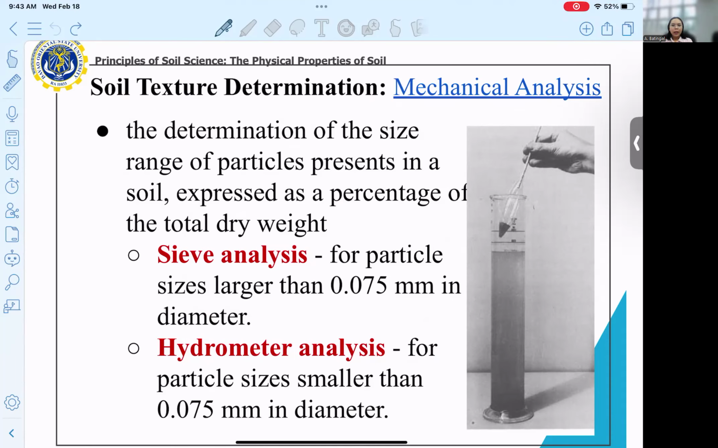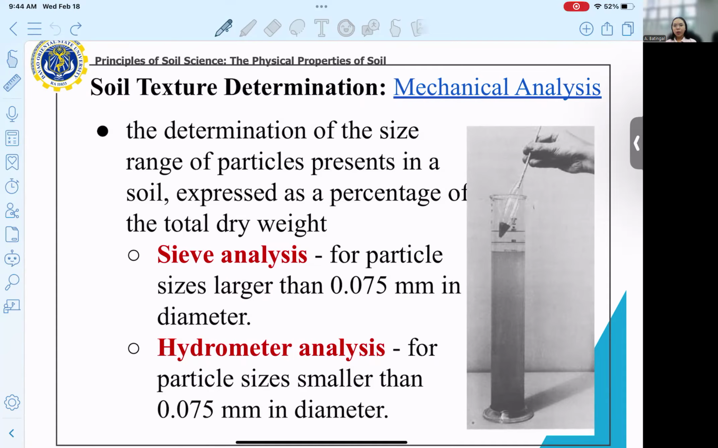So what happens in your hydrometer method? Usually, you get 50 grams of air dry soil. So what is air dry soil? After getting your soil sample from the field, you process it in the oven. You oven your soil at around 100 degrees Celsius for around 24 hours.